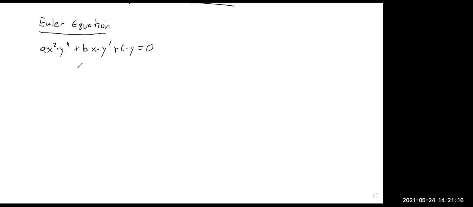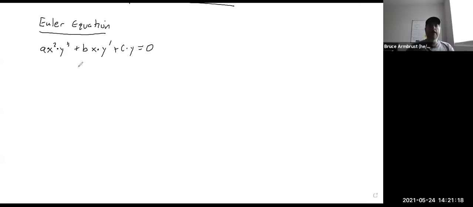Can they be higher order? They can be. Usually we reserve Euler for just the ones that are second order, but you can continue the pattern. So like if we have a y triple prime, that's going to be times an x cubed and so on down the line.